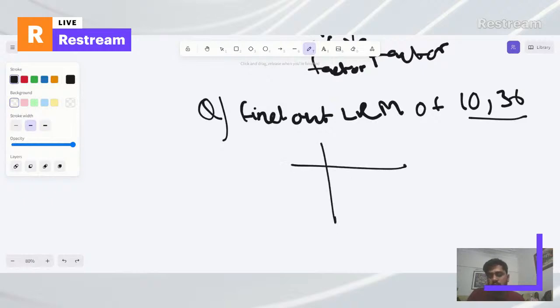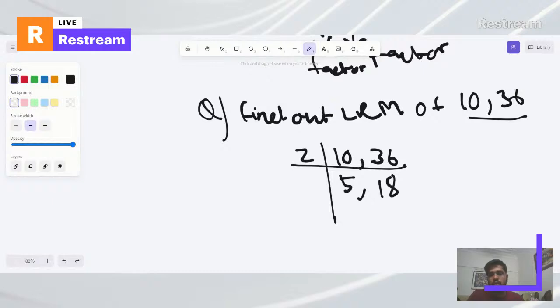We're going to take both of these numbers and start dividing them. We take one number which can be used to divide both of these numbers. What's that number? There's 2, right? If I divide 10 with 2, I'm left with 5 over here, and 36 divided by 2 is 18, I guess. Yeah, 36 divided by 2 is 18.